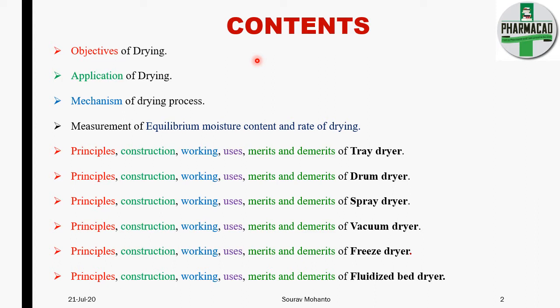On the second segment of this unit, we will be discussing the tray dryer and drum dryer, where we will be discussing the principle, construction, working, uses, merits and demerits of each equipment. On the third segment, we will be discussing the spray dryer and vacuum dryer, covering the same points: principle, construction, working, uses, merits and demerits. And in the last segment we will be discussing the freeze dryer and fluidized bed dryer, which is generally used in most of the pharmaceutical industry.